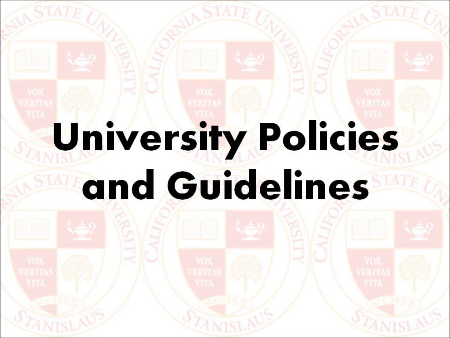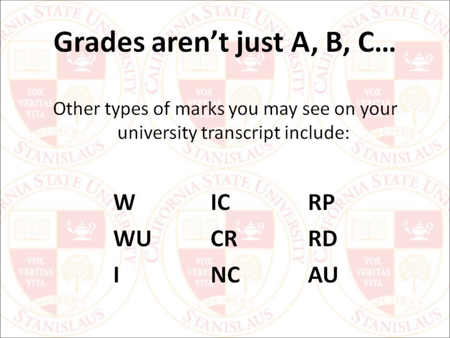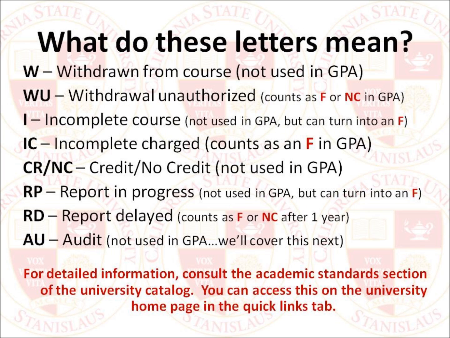Today we're going to go over some university policies and guidelines. At the university level, grades aren't just made up of A, B, C, and D. There may be other marks that you see showing up on your transcript. A W indicates that a student was permitted to drop a course after the enrollment census date.